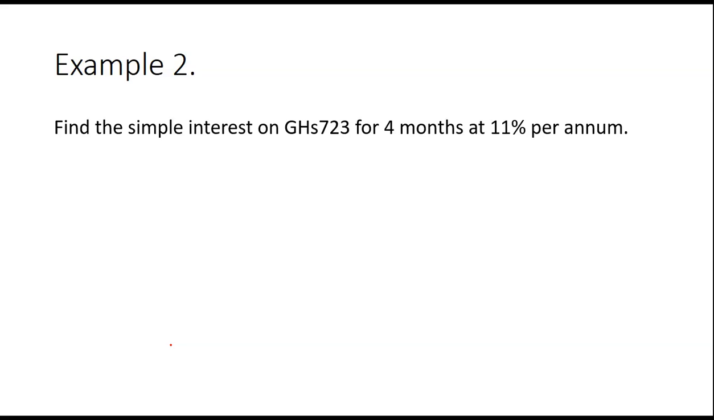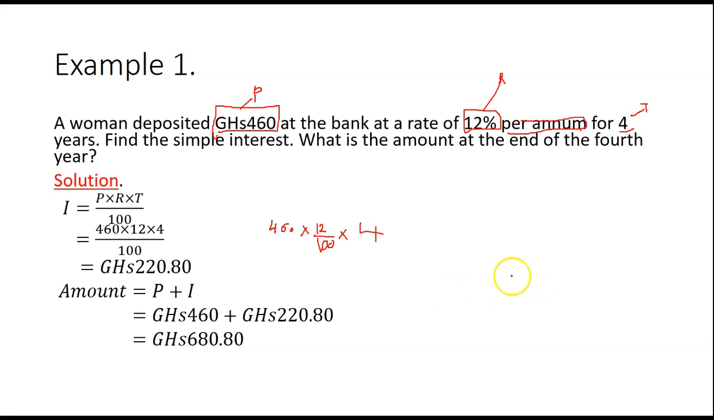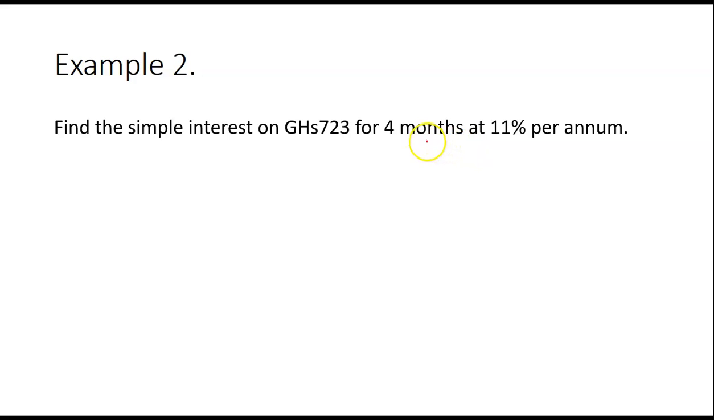Please always read the question carefully before you answer. Okay. The previous question was 4 years, and the interest is 12% per annum. But when you look at this new question, it says 4 months, not years. But the interest is also per annum, for a year. This interest is for a year. Are you following? This 11% is for a year. But the question wants us to find 4 months only.